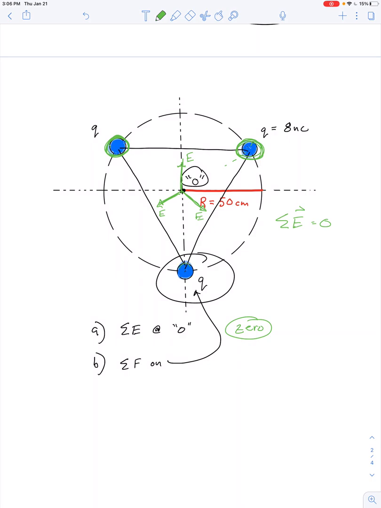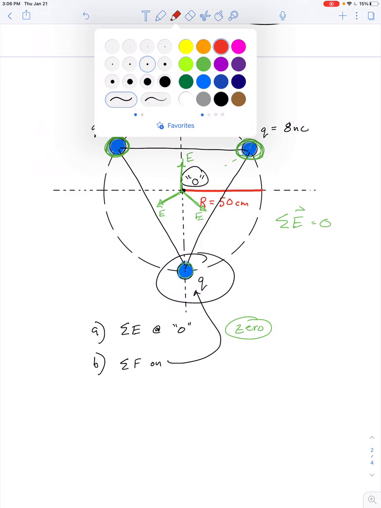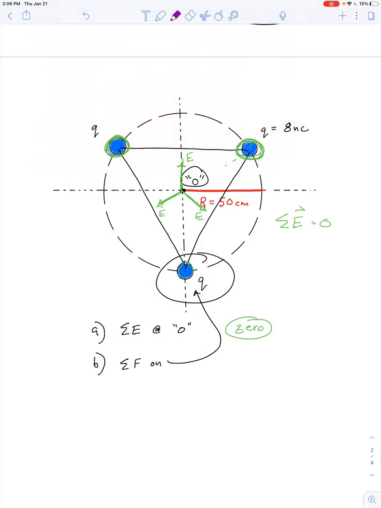If we have to find the net force here, again, we're going to have to apply the superposition principle. So let's draw some force vectors now instead of the electric field vectors. Okay, so there's going to be a force of repulsion between that charge and the charge in question. So let's draw in a force vector F. And likewise, there's another force vector pointing this way. Those are the same value, just because of the symmetry and the equal values of charge.